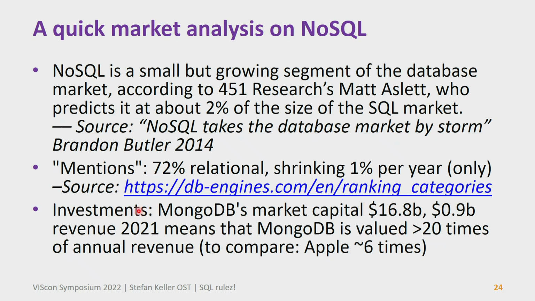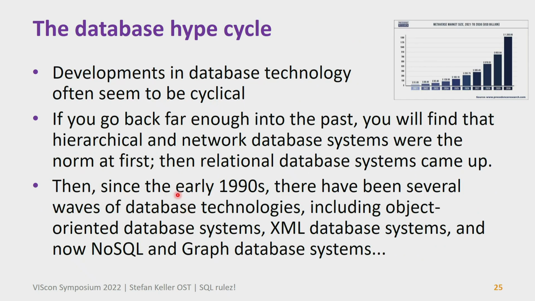And on the other hand, there is an explanation. For example, MongoDB's market capital is many billions. The revenue is less than a billion, which means they are overvalued by 20 times, which is a huge gap. I'm not an economist, but just to compare, Apple is overvalued only 6 times in the market. So there is a chance, and I just want to say, it's all about marketing.